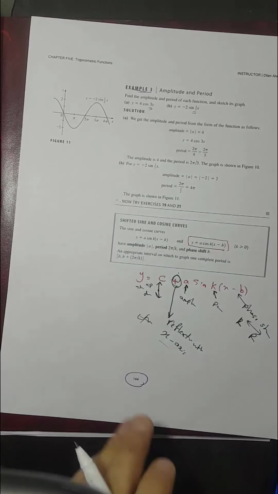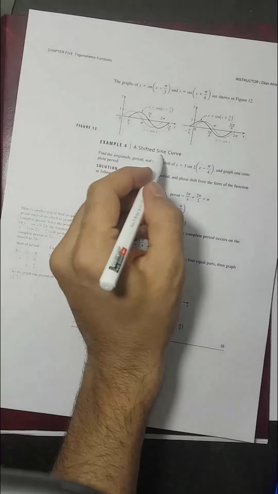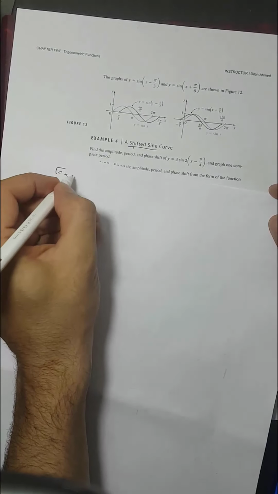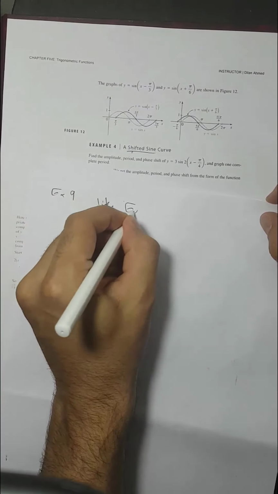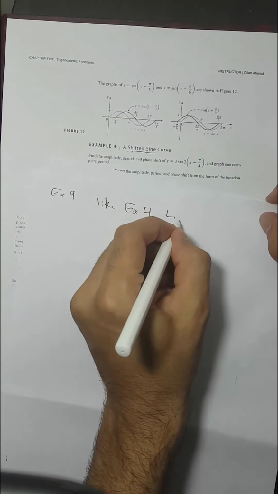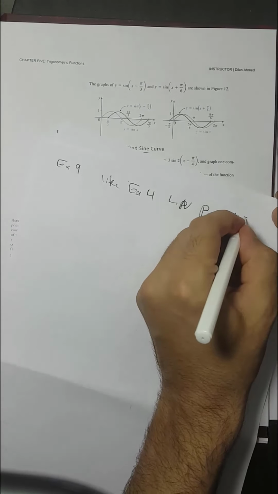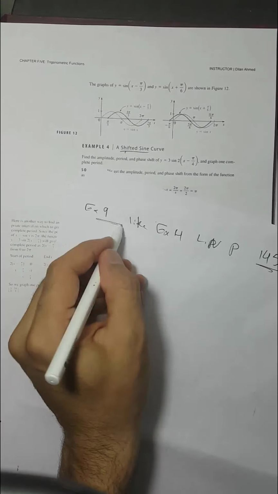Okay, for finding more details about the phase shift, I'm going to solve example number 9. I think that was number 9. Yeah, number 9 or number 10, like example number 4 in your lecture note, page 145. Okay, so it's like this one. It's not exactly, it's like this one. So this is an extra example for you.